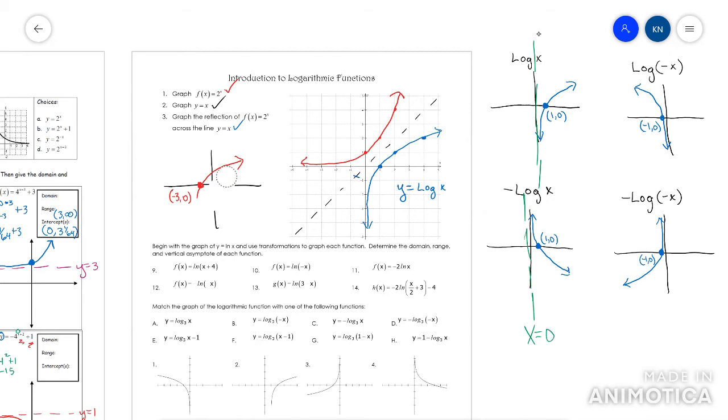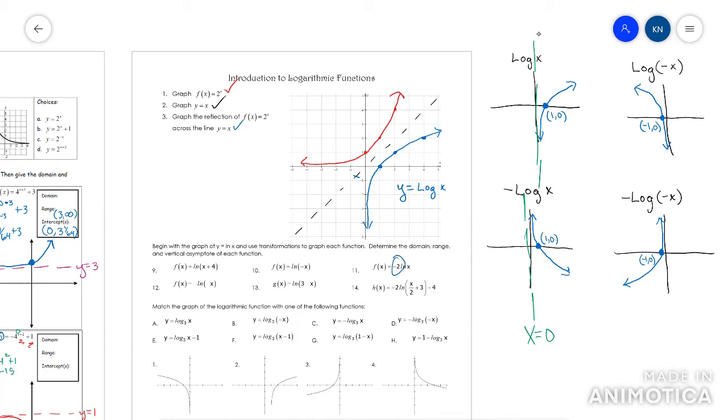All right, let's look at number 10. It's ln of negative x. So what this means is they've reflected it across the y-axis, this axis. They reflect it across that. So instead of going like this, well, now it just goes like this. All right, so number 10 would look something like this with an x-intercept here of (-1, 0). That one's pretty easy.